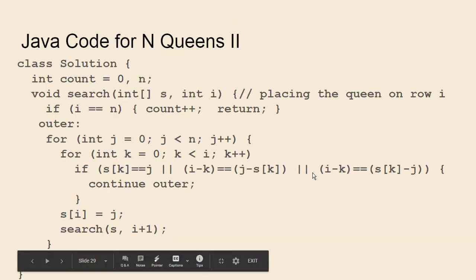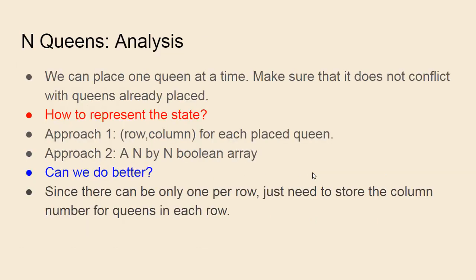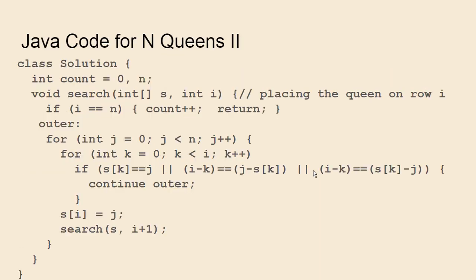So then we need to check, when we try to place a new queen, whether it will attack another queen. So we need to check. Checking the column is easy, right? It's just comparing. Checking the diagonal is a little bit trickier. Once you figure that out, then essentially the whole thing is done.